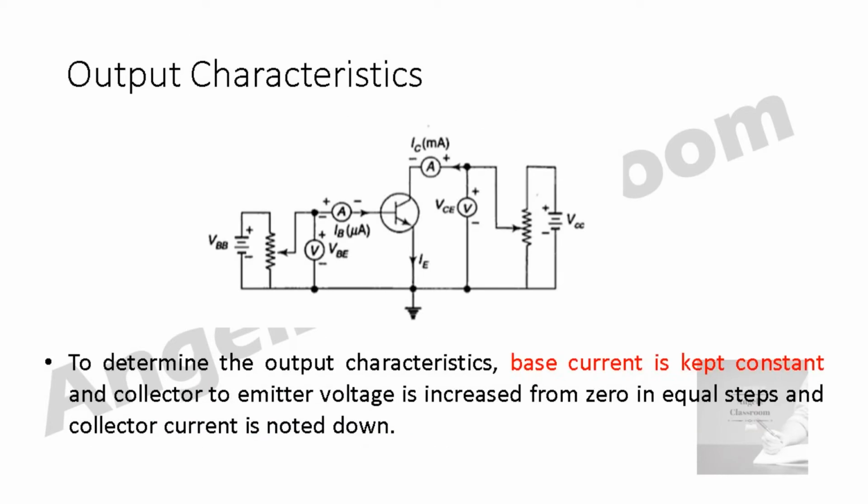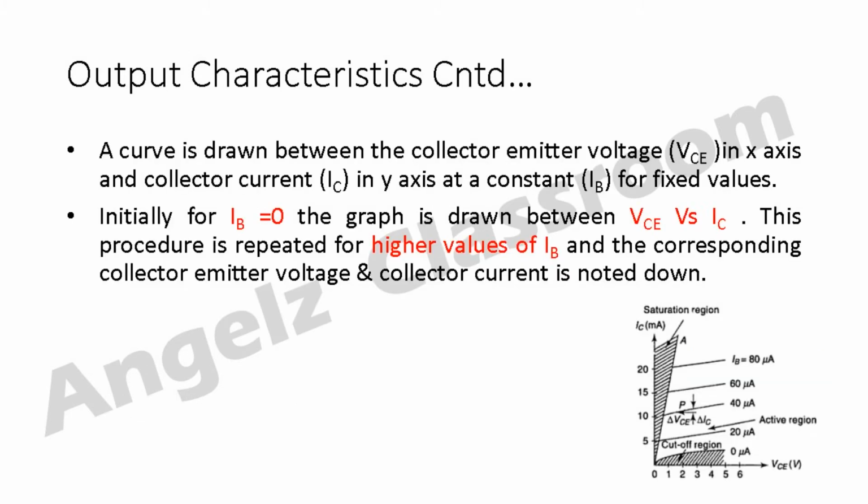To determine the output characteristics, the input side should be kept constant and we have to keep on changing the output voltage, and thereby it shows an increase in current. So, here the base current is kept constant and the collector to emitter voltage is increased from 0 in equal steps and the collector current is noted down. Now, a curve is drawn between the collector emitter voltage in x-axis and collector current in y-axis at a constant IB for a fixed value. Initially, for IB equal to 0, a graph is drawn between VCE versus IC.